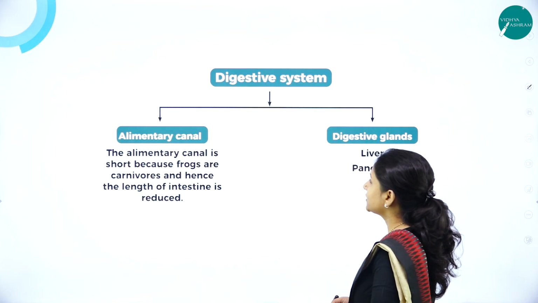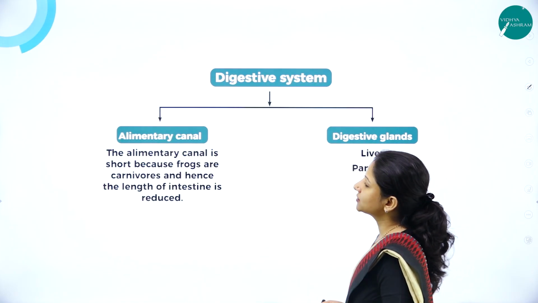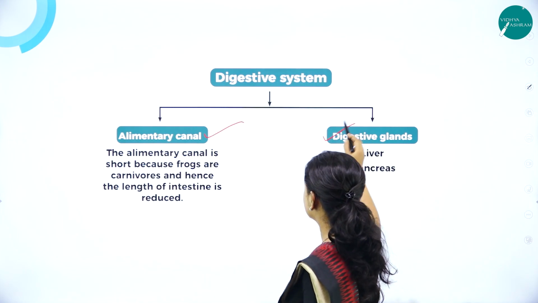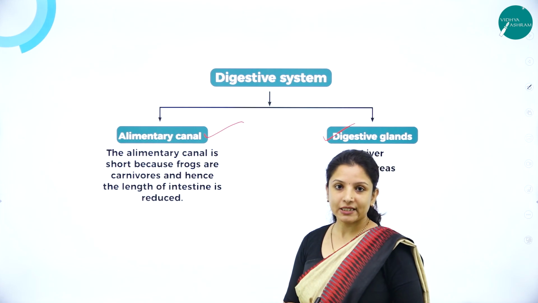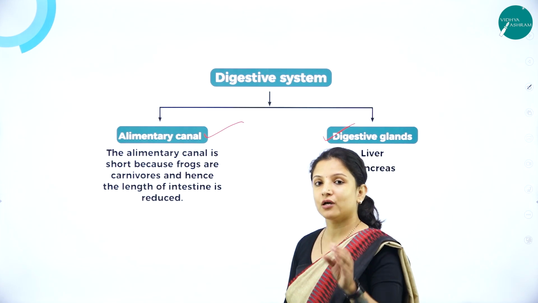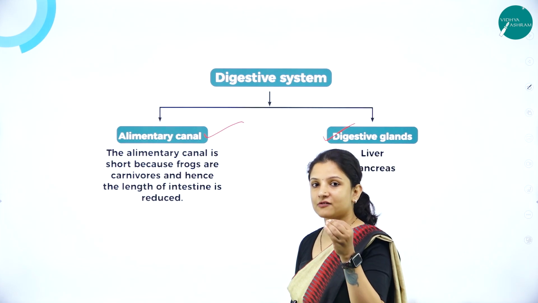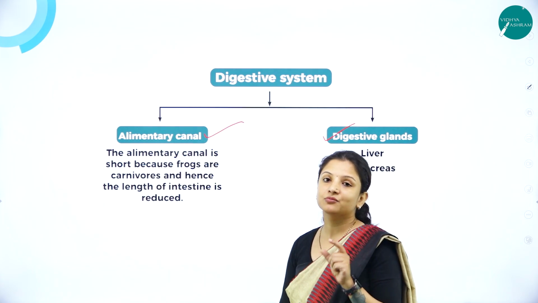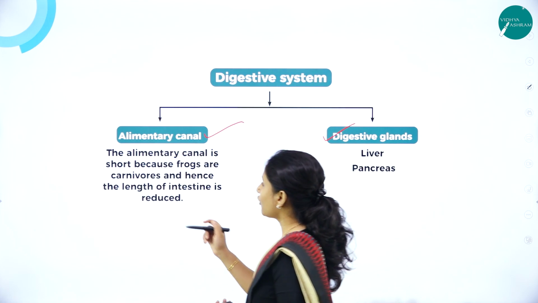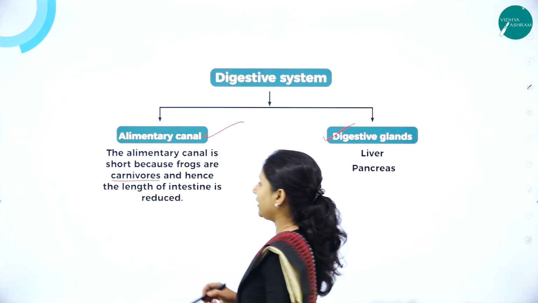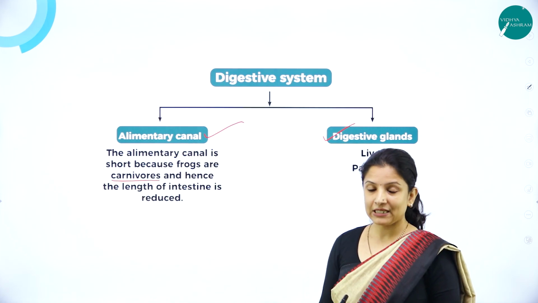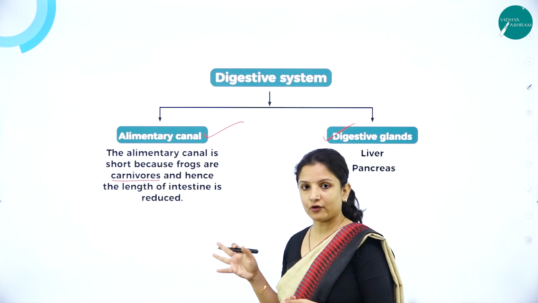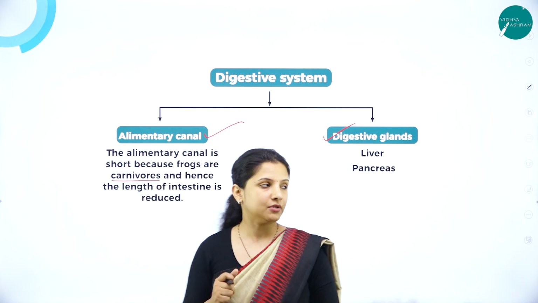So, talking about the digestive system, the digestive system of frog consists of the alimentary canal and the digestive glands. Talking about the alimentary canal of the frog, one of the peculiar characteristic features of the frog is that their alimentary canal is very short because the frogs are carnivores, and also the length of the intestine is highly reduced in the case of frogs because they are carnivorous animals.